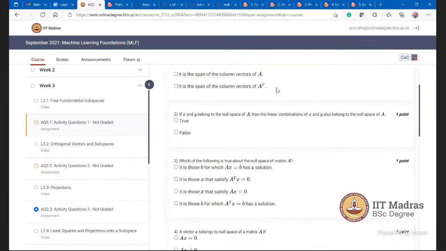Based on this first observation, we can also say that any linear combination of two vectors which belong to the null space of A will also be in the null space of A. So this is also true here.